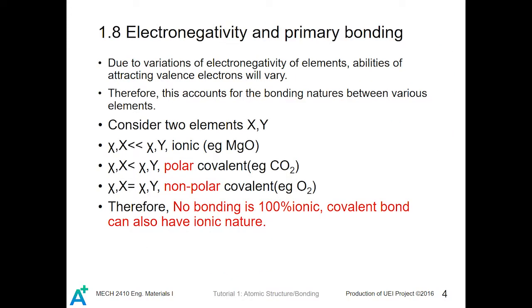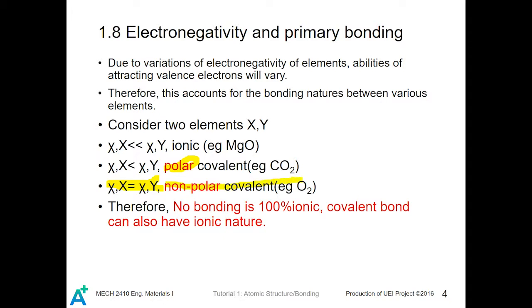Due to the variations of electronegativity of elements, the ability to attract valence electrons will vary. Therefore, this accounts for the bonding natures between various elements. Consider two elements X and Y. If the electronegativity of X is much smaller than that of Y, the bonding nature will be ionic, for example MgO. If the electronegativity of X is smaller than that of Y, then it is polar covalent, for example CO2 molecules.